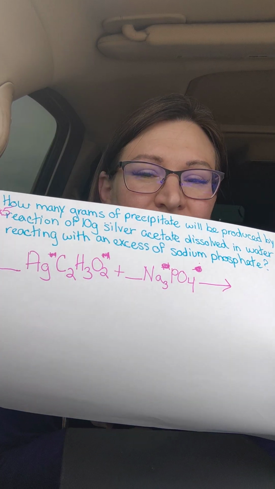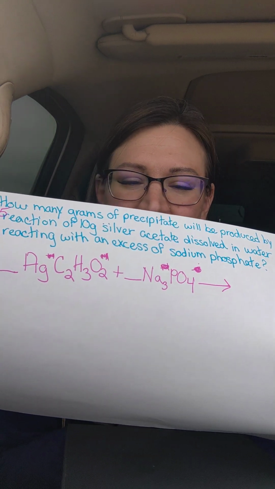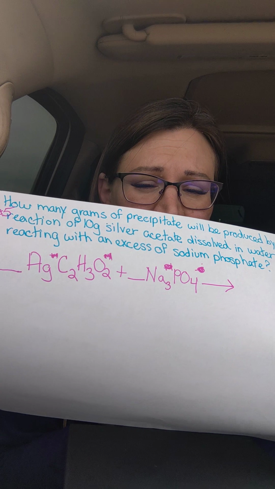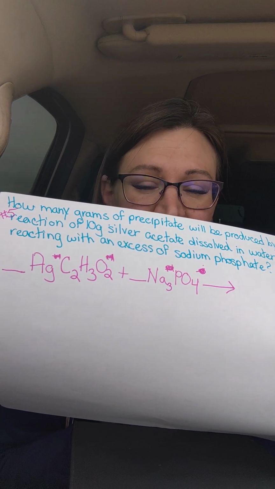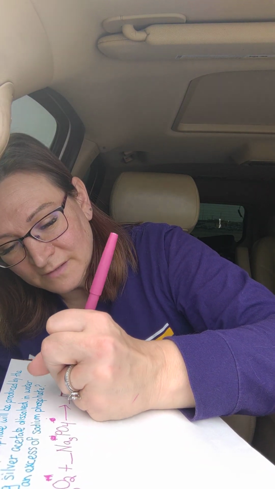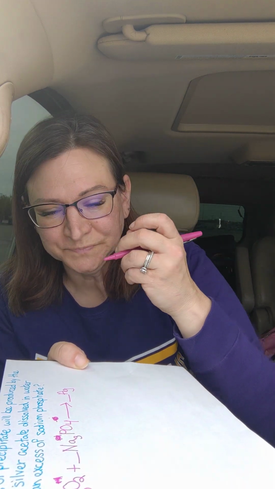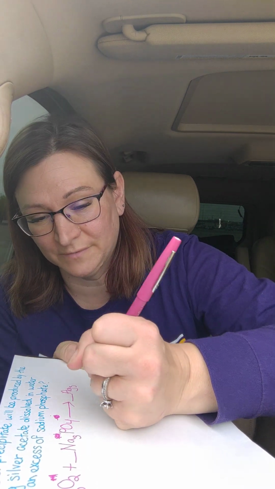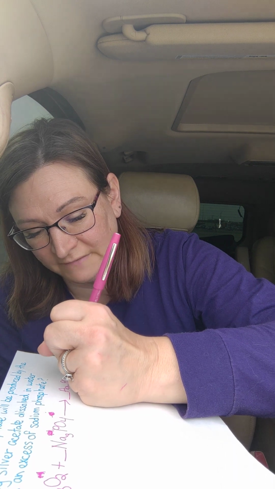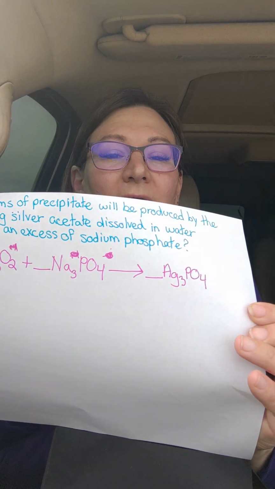All right, so since this is a double displacement, we're going to take the silver and it's going to mesh with the other non-metal ion, which is the phosphate. So we're going to put the silver with the phosphate, and remember silver is +1 and phosphate is -3. So silver is going to have the 3 subscript now, and phosphate will not have a subscript. So we get that.